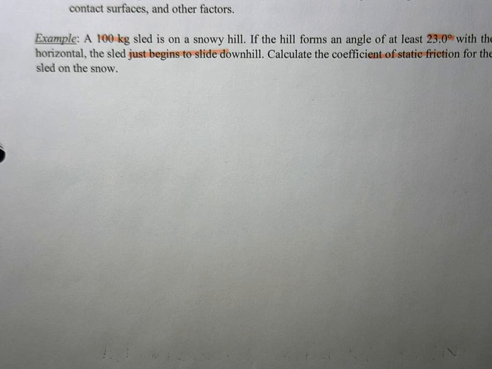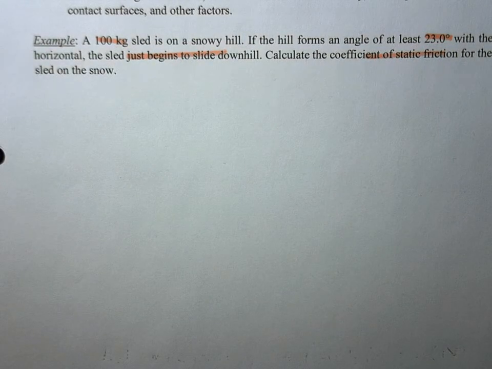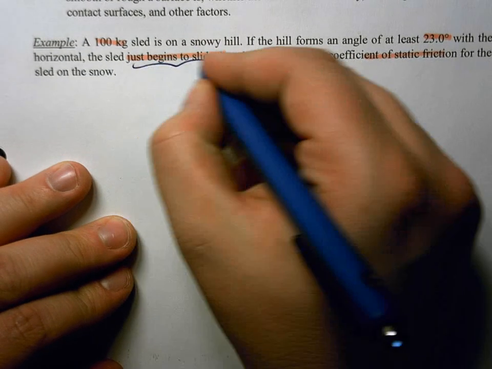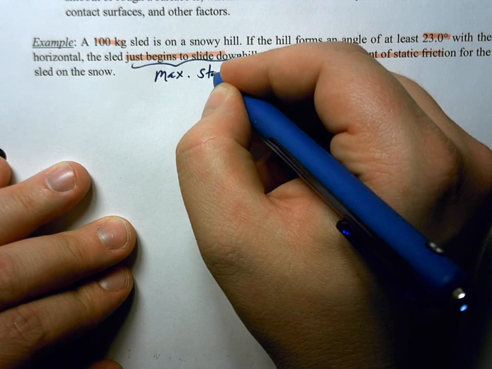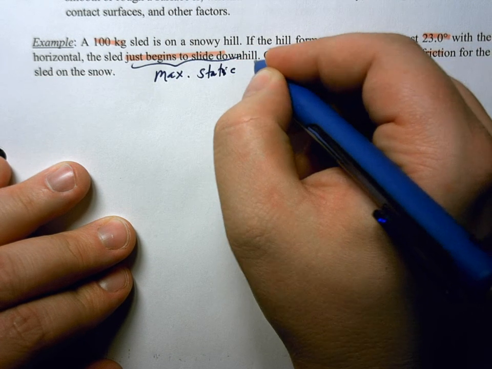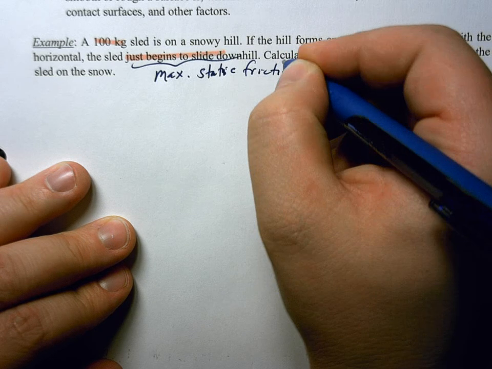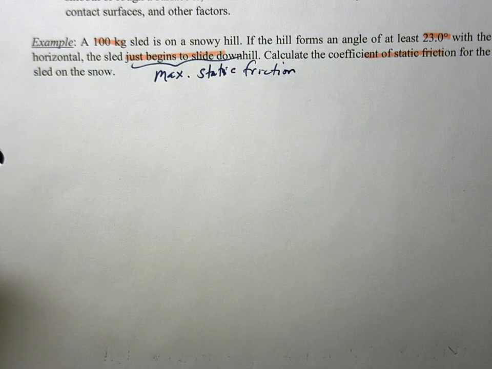So the key here is that it just begins to slide. Right now we're looking at that transition between static and kinetic friction. Just as it begins to slide, this is telling us we're looking at the maximum static friction. So for this, we're going to apply our knowledge of static friction.